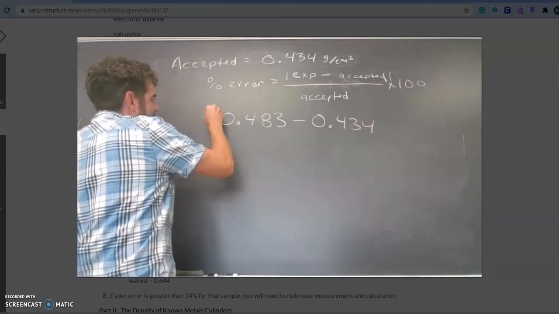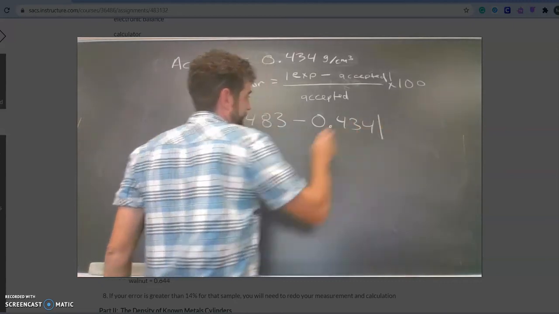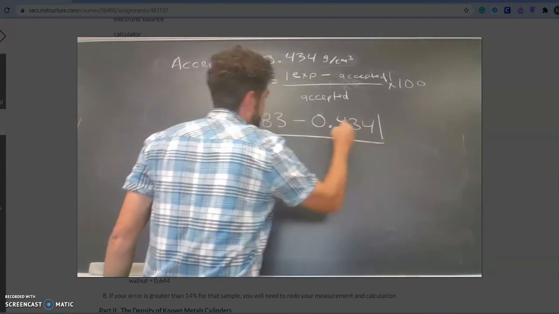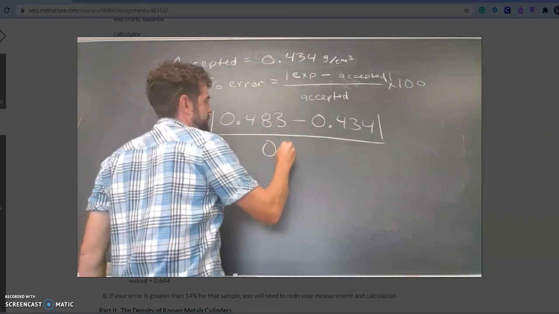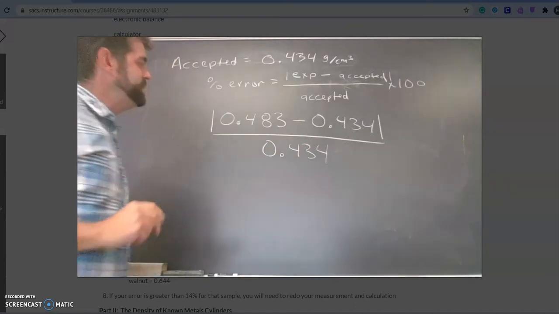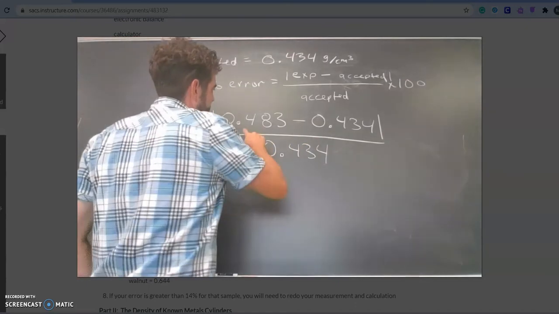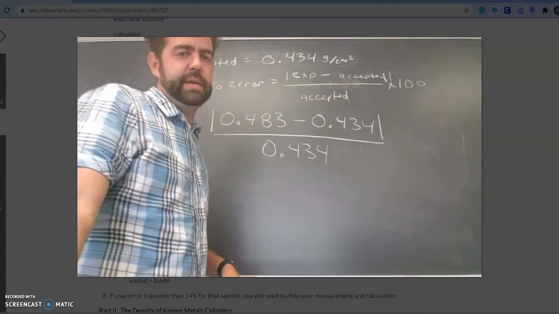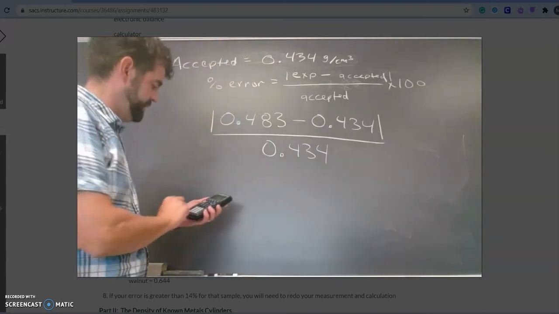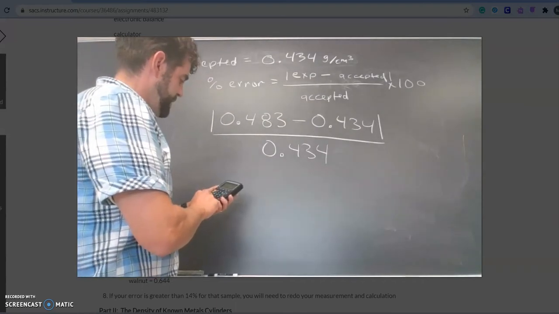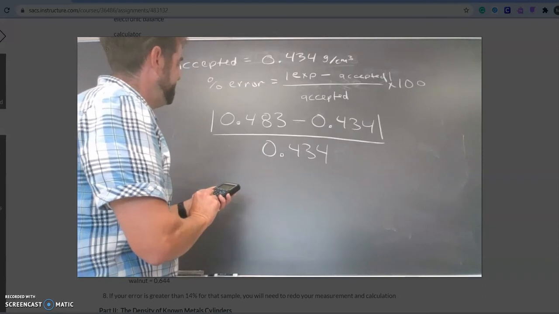And then make sure I take the absolute value out. Now it doesn't matter in this case because this number is bigger than this number, so it will be positive. Divide it by that same number. Now notice when I do this, I'm going to subtract this number. So let's go ahead and do that on our calculator. I'm going to type in 0.483 and subtract 0.434.